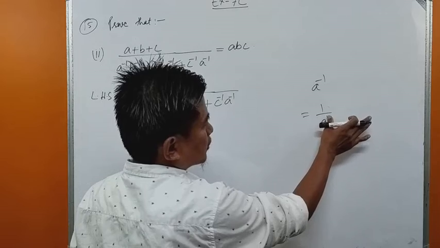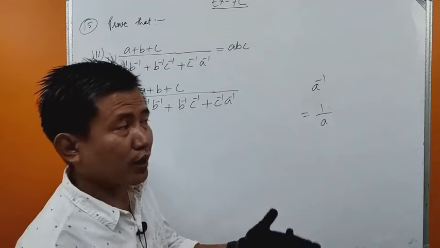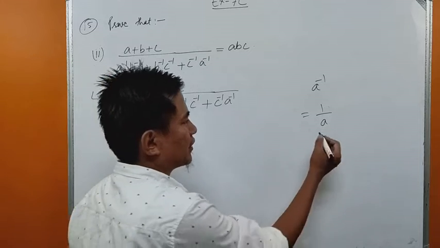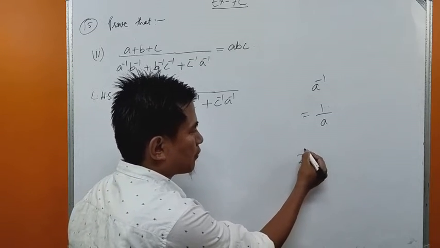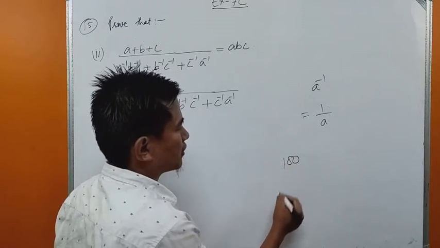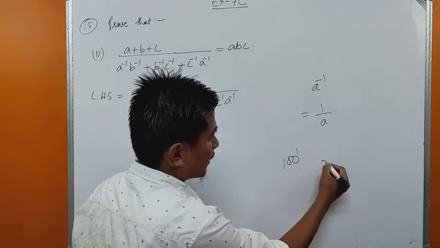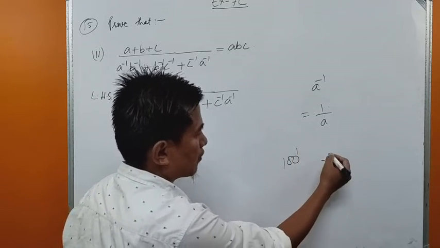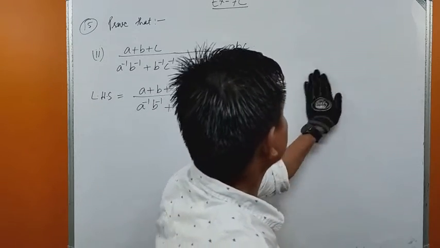So when the power is 1, we don't write the power 1 because every number has power 1 when the power is not mentioned. Okay, if I write 2, we must understand that this number has power plus 1. Okay, if I write 100, we must understand that this number has power plus 1. If I write x, this number has power plus 1. Okay, if the power is not given, then we must understand the power is plus 1.